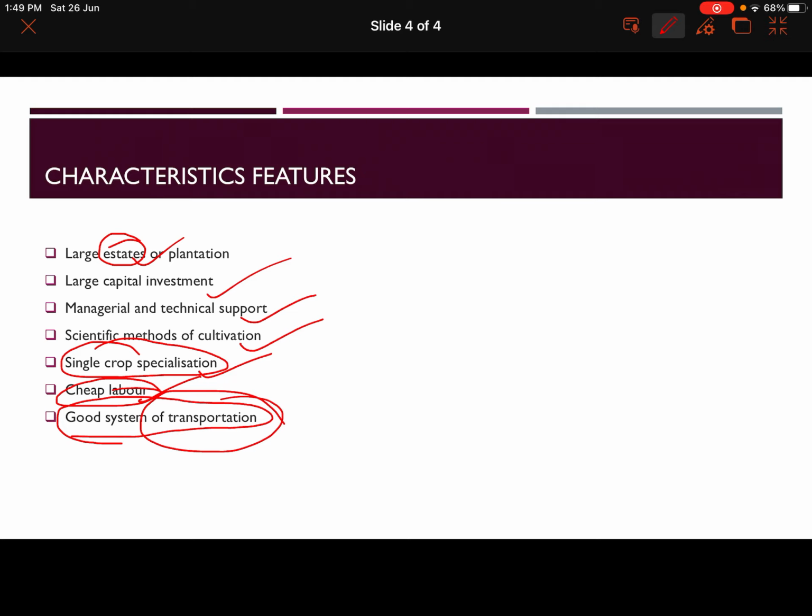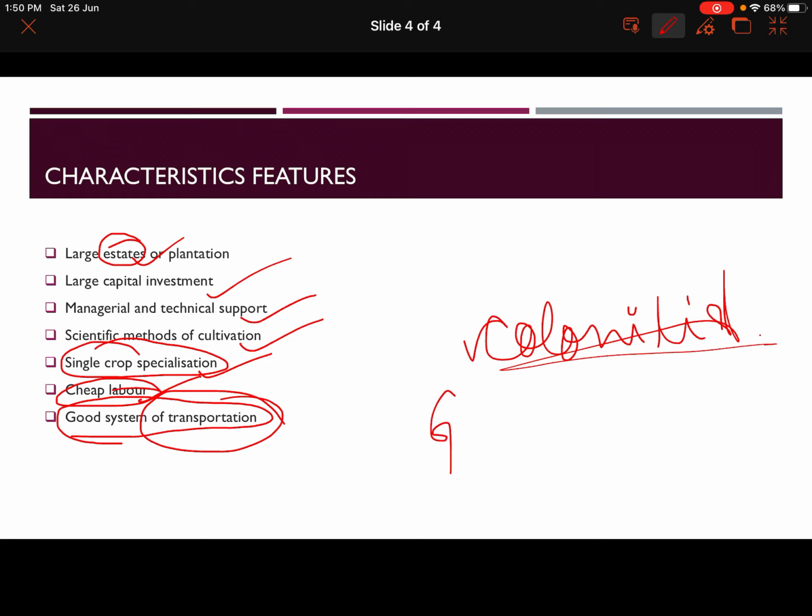As I told you in the beginning of this lecture, this plantation was introduced by colonialists, right? That means these colonialists had these fields belonging to them. But what happened when they moved out of these colonies and the countries became independent? After independence, most of these plantations' ownership was given to the hands of the government of that particular country.